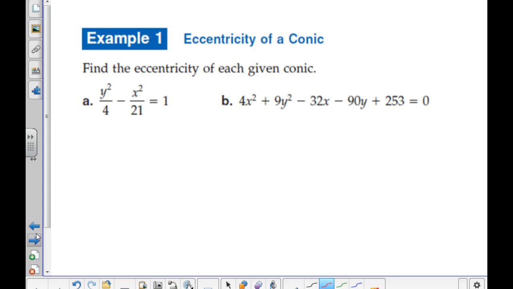Everybody got down what they want? All right. You have this on the back of 18? Yes? Okay. But we need to do these 2 questions.